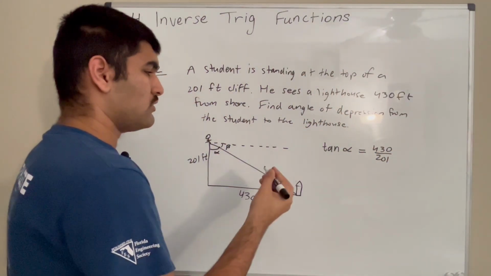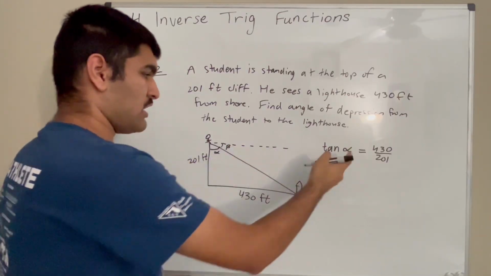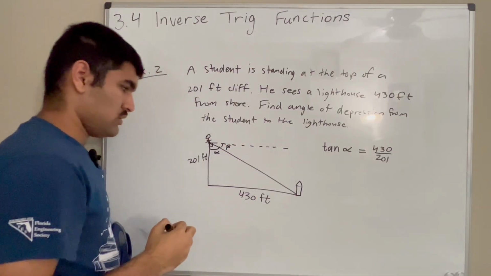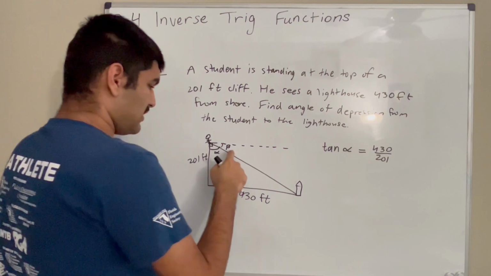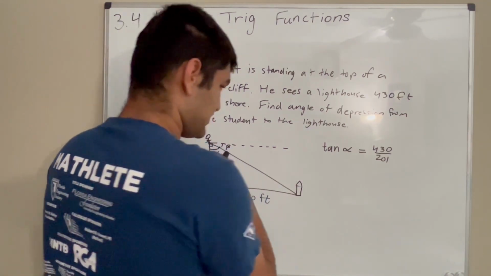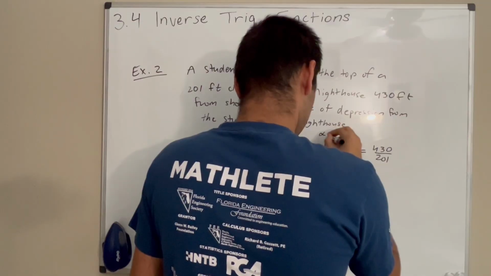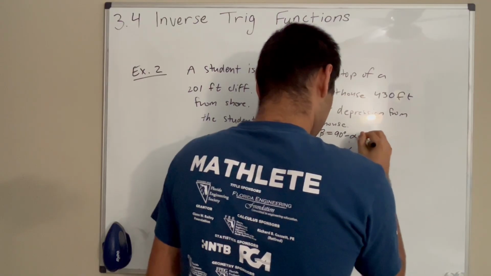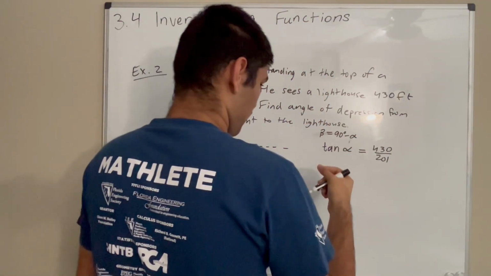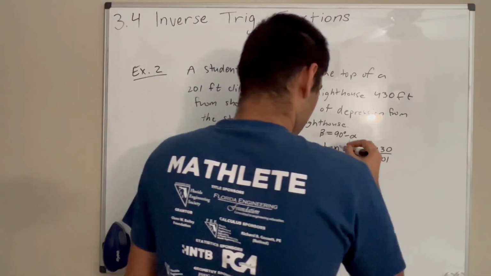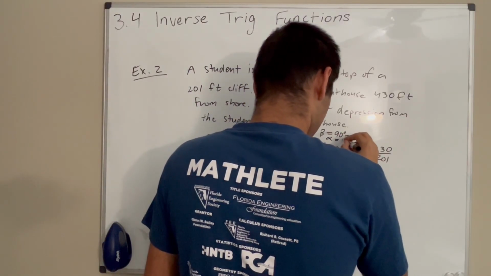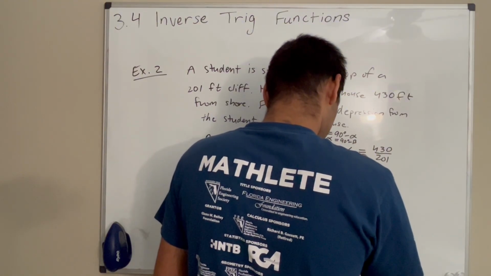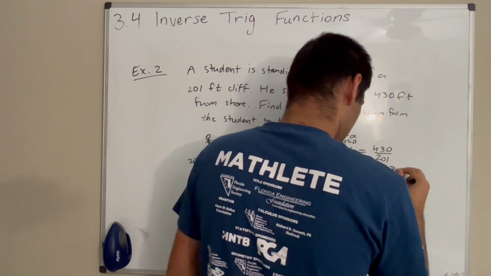Okay, so now we don't want alpha, right? We want beta. So let's try writing alpha in terms of beta. So we know that this whole angle right here is a right angle. And so that means that beta is equal to the right angle, which is 90 degrees, minus alpha. So beta is just equal to 90 minus alpha. So solving for alpha, we get that alpha is equal to 90 minus beta. So substitute that in, and we get tangent of 90 degrees minus beta is equal to 430 over 201.